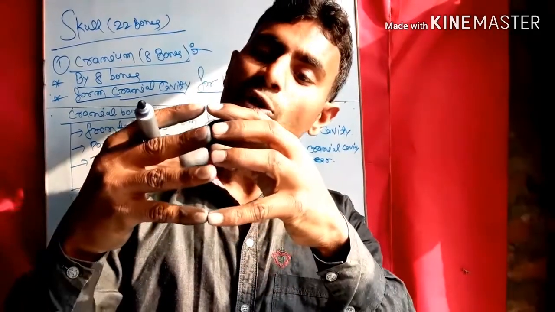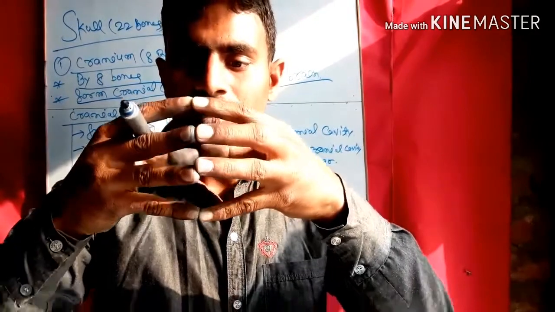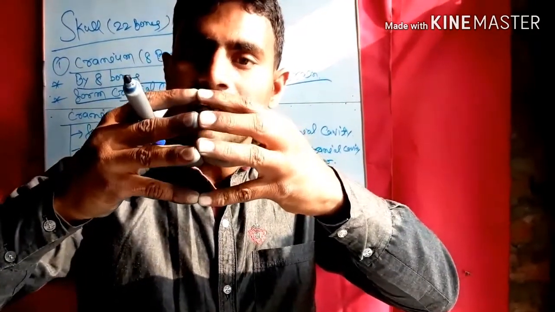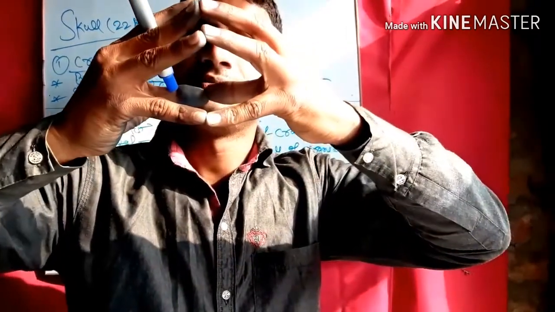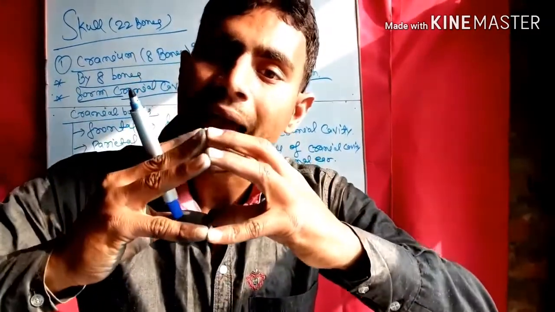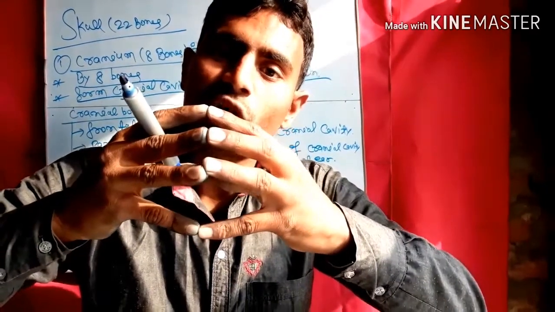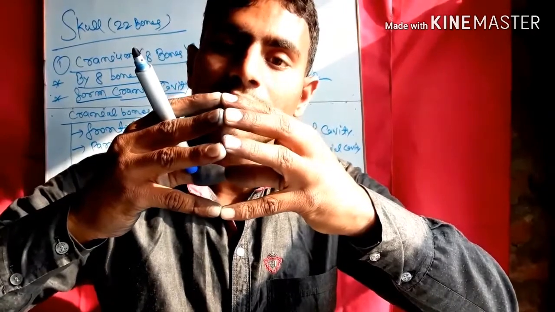Okay, and this outside, you are seeing with the fingers, is the cranium, and inside a space is made, a cavity is made, and this cavity is called the cranial cavity for lodging of the brain.